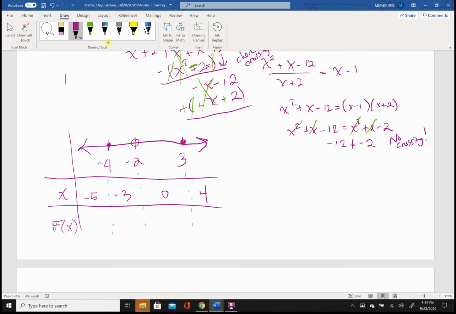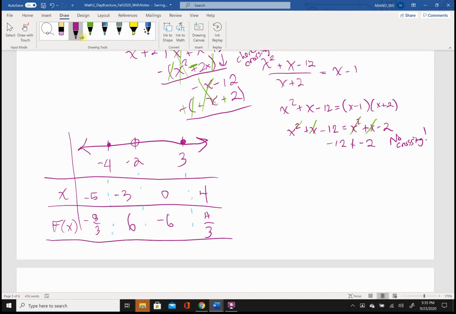The corresponding f of x values for these, you can trust me on this or calculate them yourselves, will be negative 8/3. I know, not a great number to plot, but nothing we can't handle. Here it'll be 6. Here it'll be negative 6, and we need that too because that's the y-intercept, when x equals 0. And then lastly, for 4, we'll have 8/6, which is 4/3, or 1 1/3.